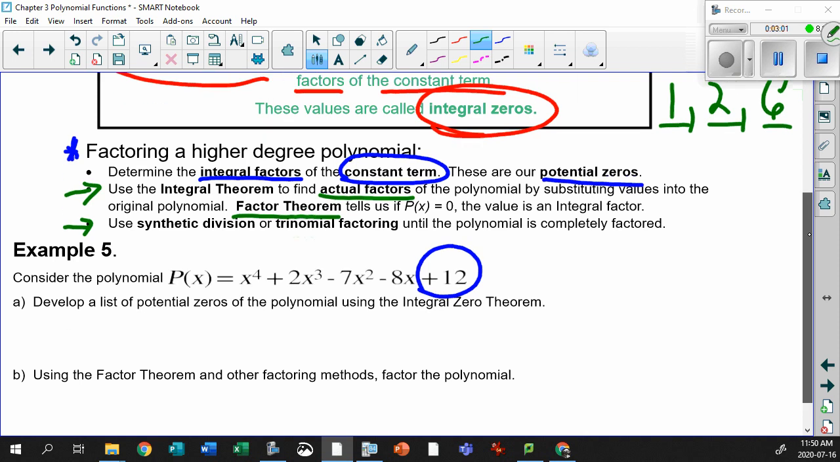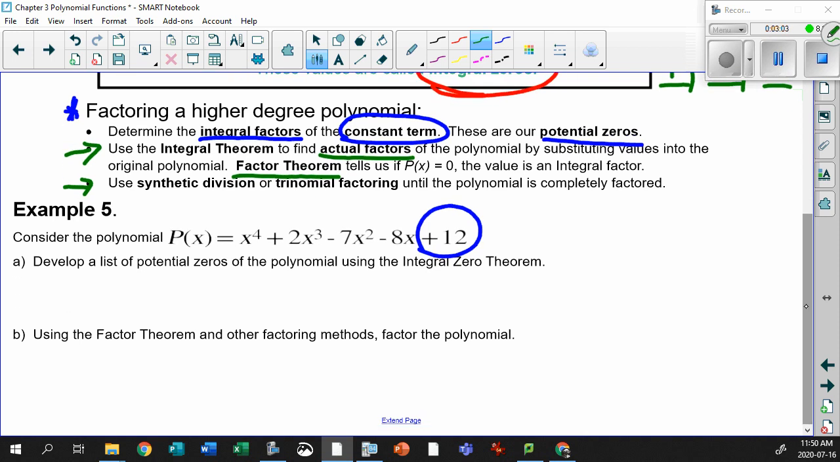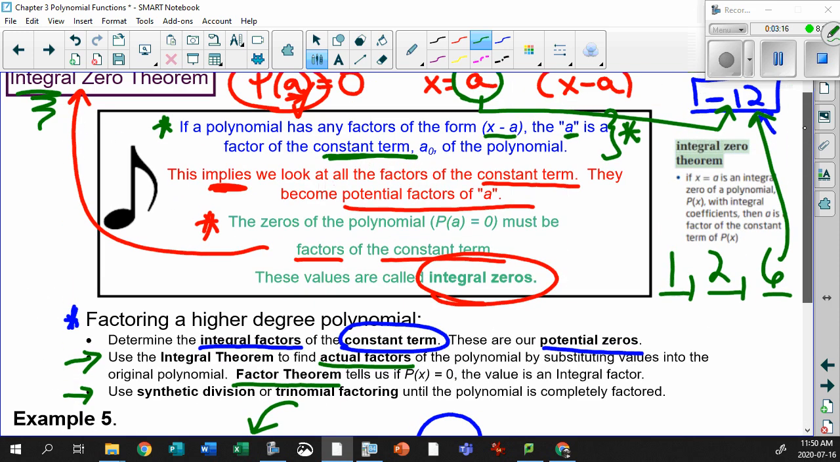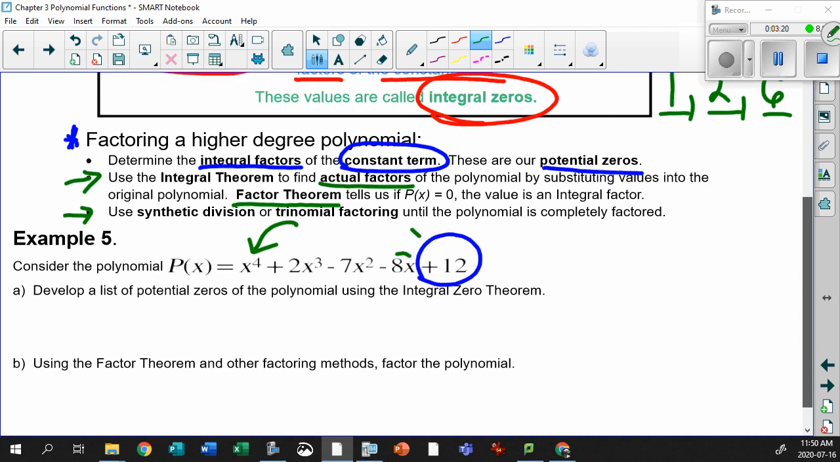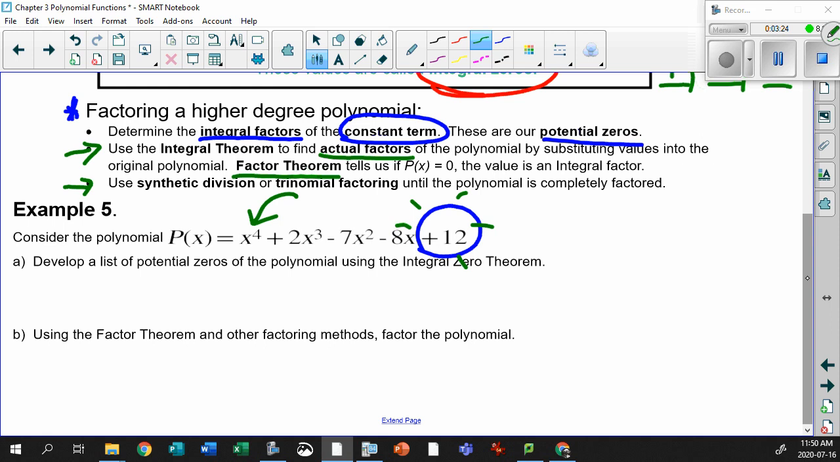Look at this question that I gave you. Oh my God, it's degree 4. You're probably saying, oh, you can't do this. Yes, you can, because watch. I'm going to use this idea of the integral zero theorem. I'm going to go right to this last term and look at all the potential factors of it. That's what part A tells you. It says, develop a list of potential factors, which become potential zeros.